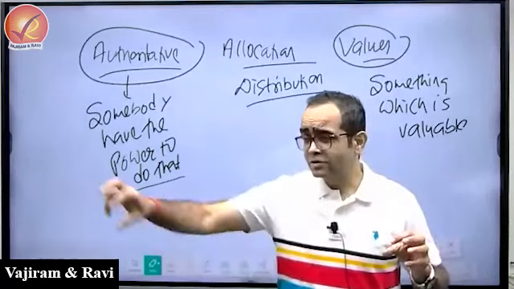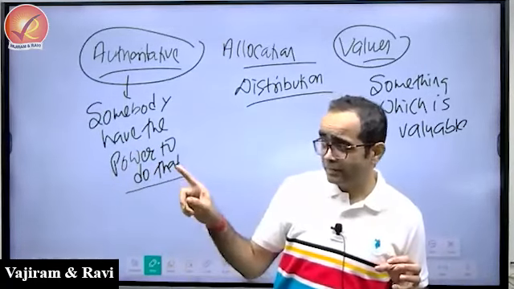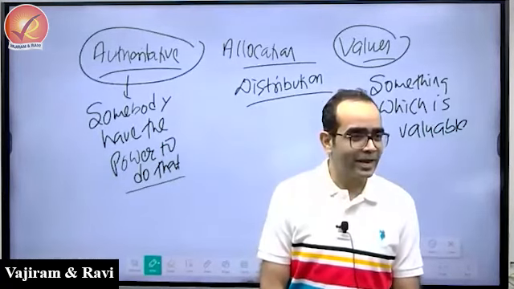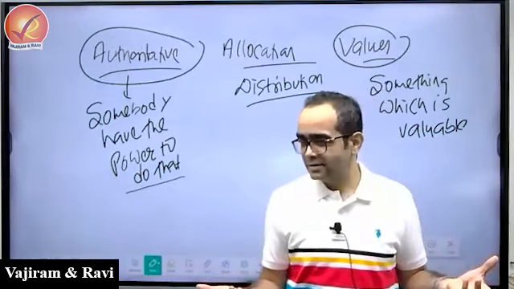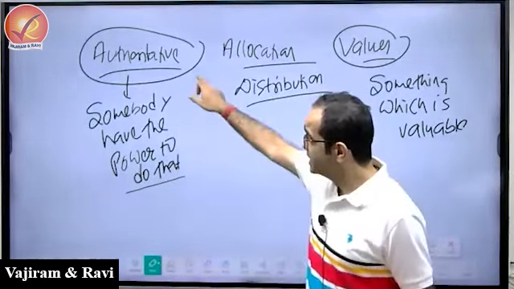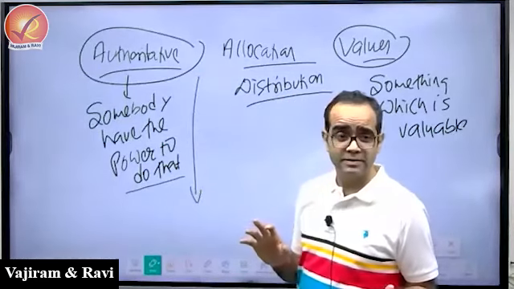If the principal walks in the corridor of the school, if you happen to see the principal, you will try to become very disciplined. And you say, good morning ma'am, good morning sir. That is because you recognize the authority of the principal. Authority means somebody has a power to do that.